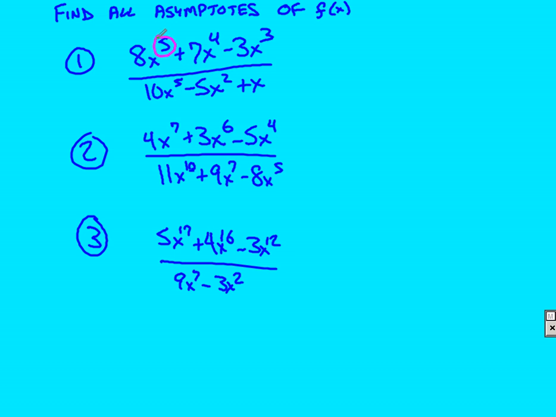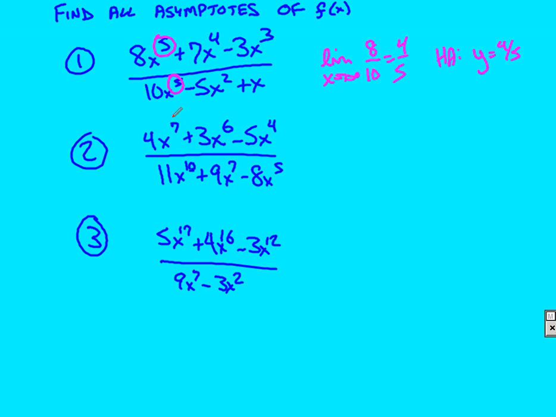Alright, our first one, we have the same degree, so degree on top is the same as the bottom. That means the limit as x approaches infinity equals the coefficients, 8 over 10, which equals 4 over 5. That means I have a horizontal asymptote at y equals 4 over 5.